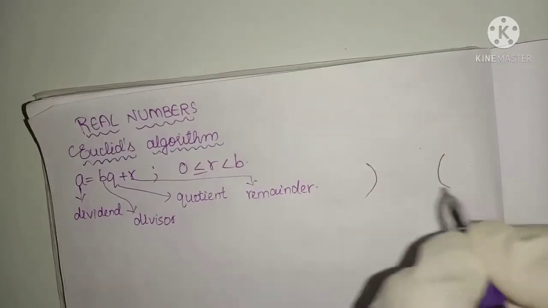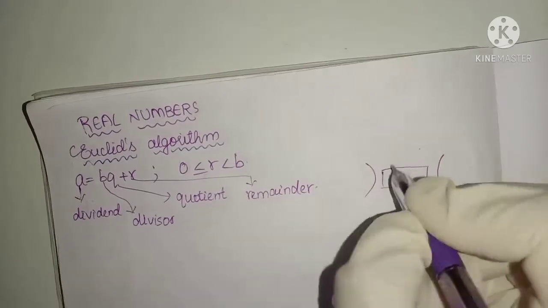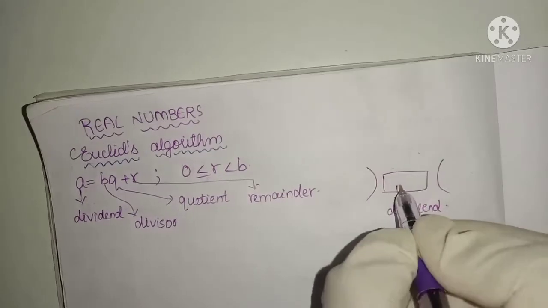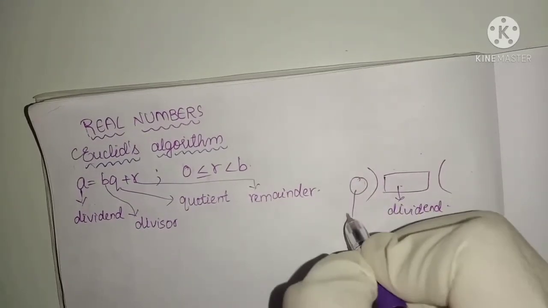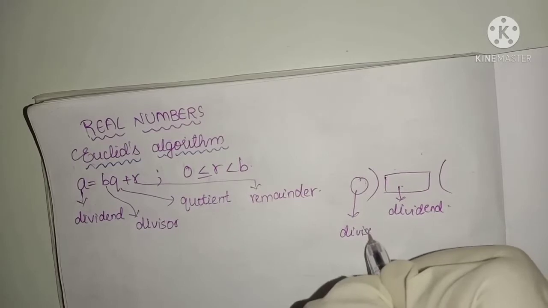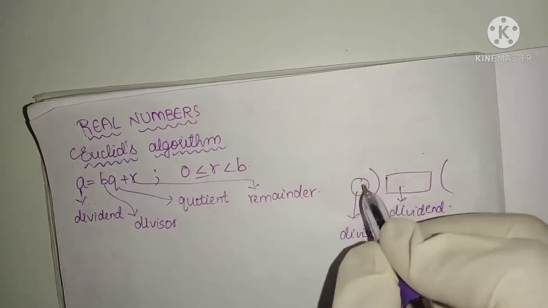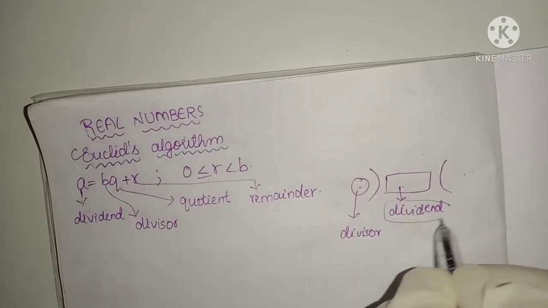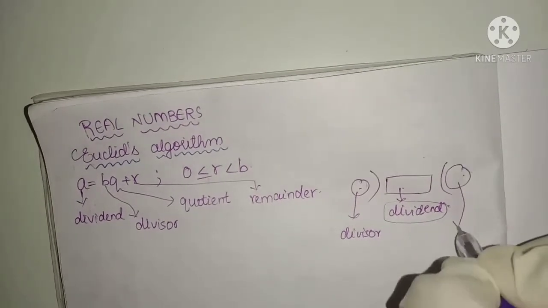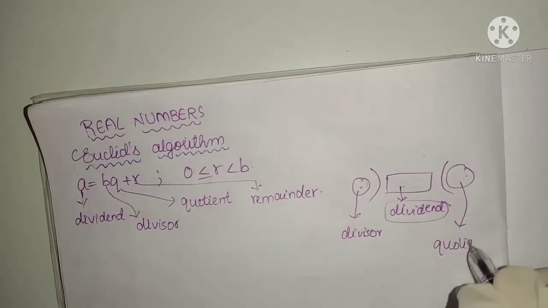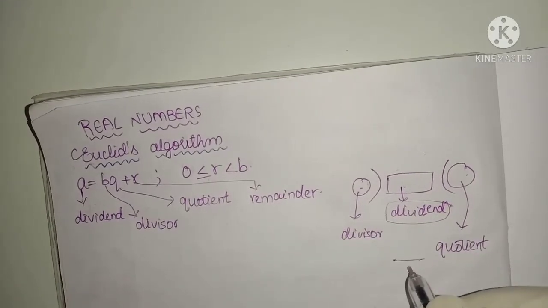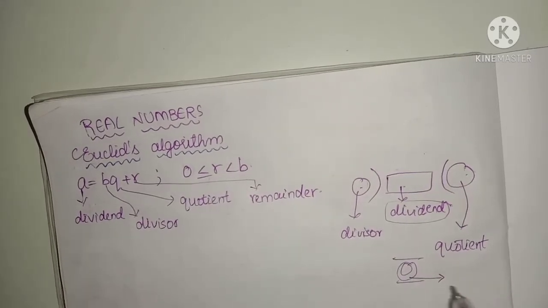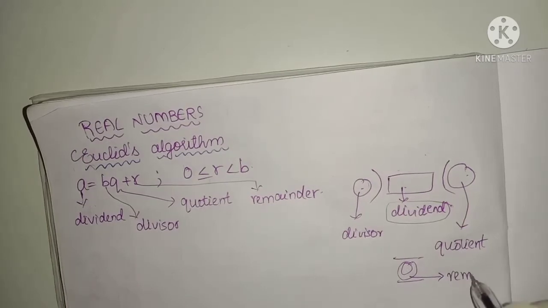Whenever you do a division, the number which you write here is called the dividend, and the number we use for dividing it is called the divisor. The number with which this divisor is multiplied to get a product that we subtract from the dividend is called the quotient. And whatever result we get, sometimes 0 or sometimes some other number, is called the remainder.